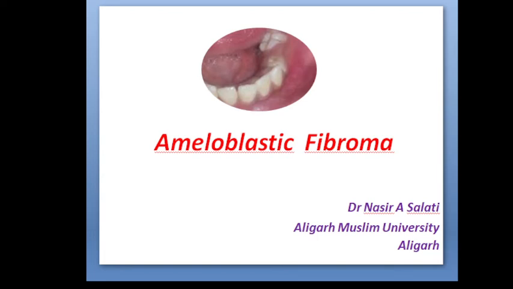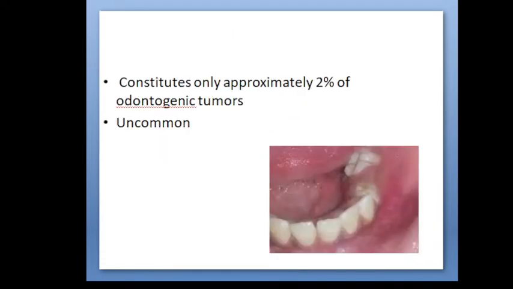We are going to discuss ameloblastic fibroma, another odontogenic tumor, but which is derived from both epithelial and ectomesenchymal components and hence a mixed odontogenic tumor. Ameloblastic fibromas are rare tumors. They constitute only approximately 2% of odontogenic tumors.